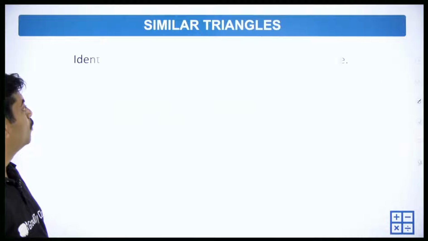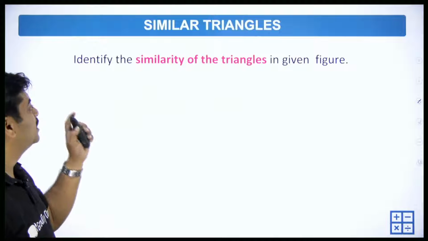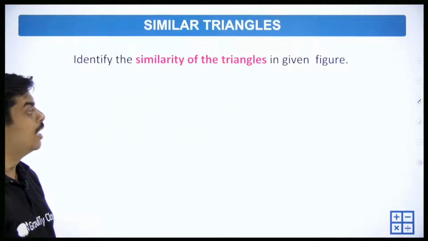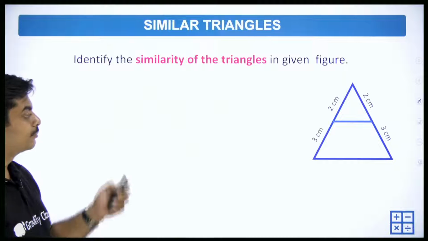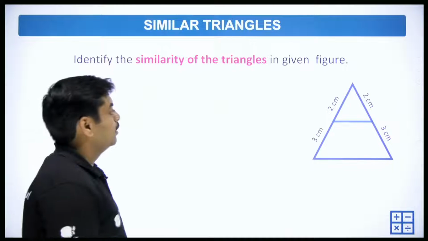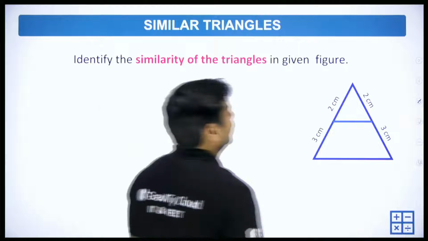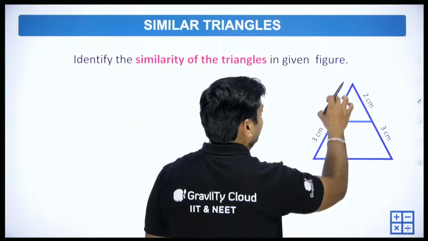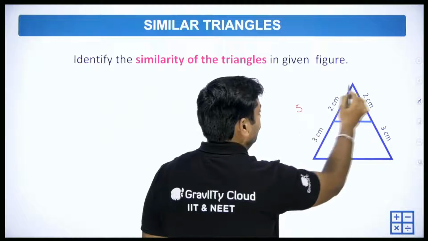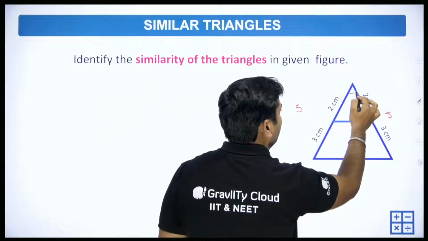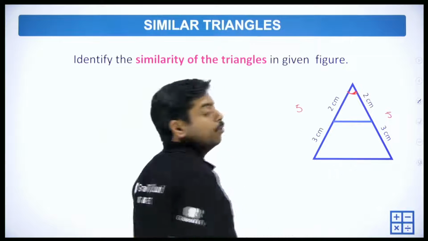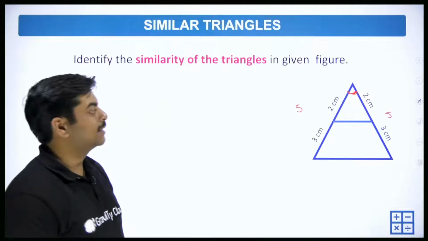Moving ahead for one more. What is the next one? Identify the similarity of the triangles in the given figure. We need to find which triangles are similar, right? So let's write once again, identify similarity. If you carefully observe, here we have 2 plus 3, 5, and 2 plus 3, 5, and this side is common for both the triangles.